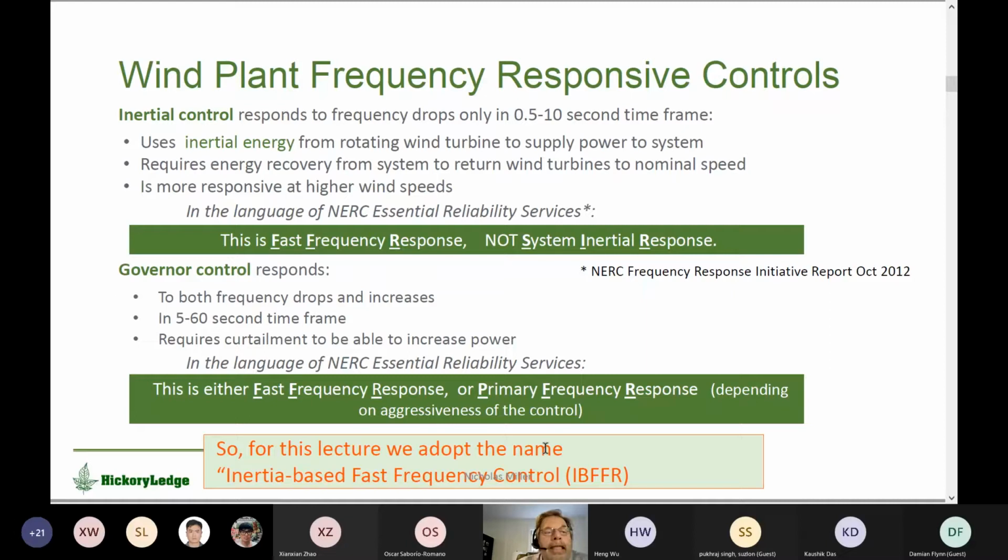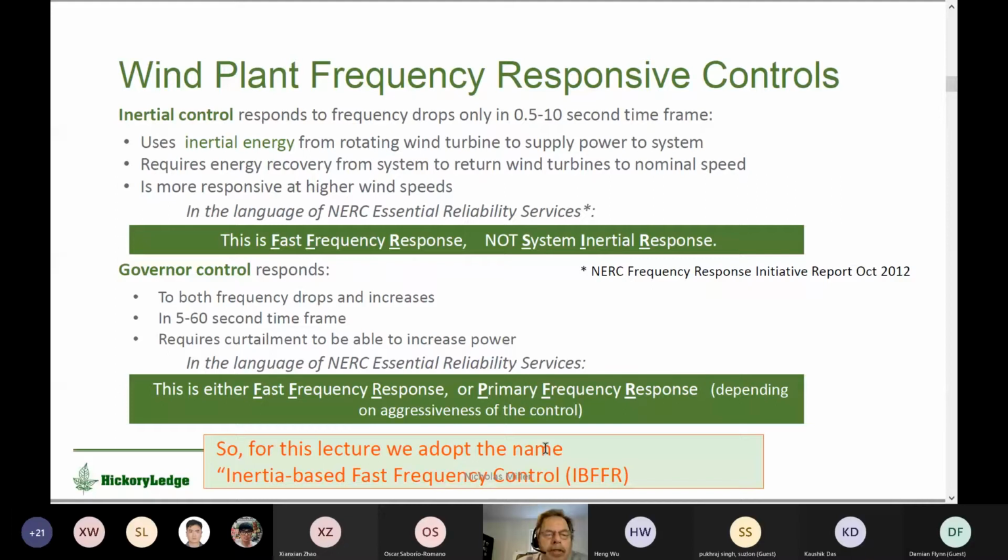What we're doing is using the inertial energy that's stored in the wind turbine in a fashion that is not unlike using the energy that's stored in a battery or some other energy producing resource to actively respond, measure frequency, and stuff megawatts into the system quickly. In the language of NERC, that is a fast frequency response.